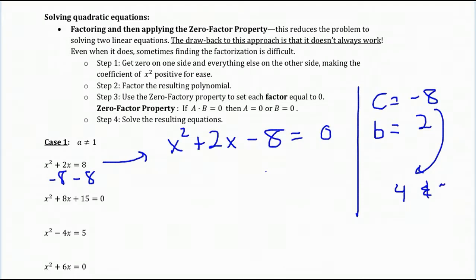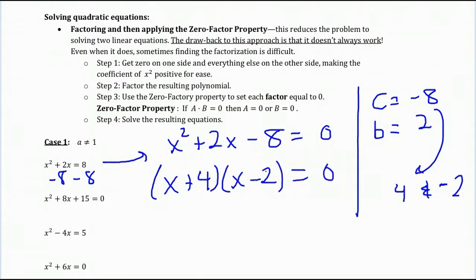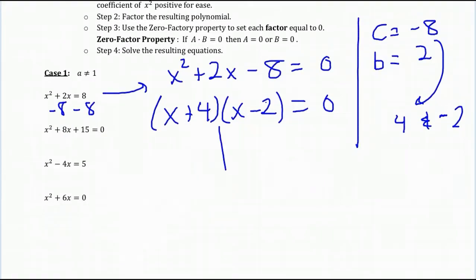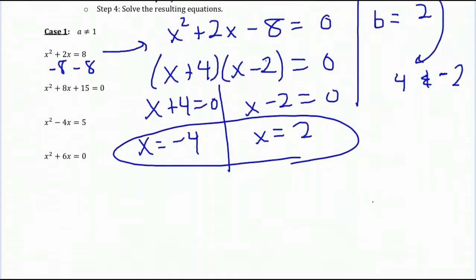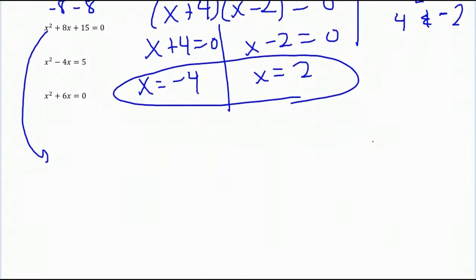Those are going to be what we use to express our polynomial x squared plus 2x minus 8 as a product of two smaller polynomials, lesser degree, as x plus 4 times x minus 2 equals 0. And then we're going to use the zero factor property. The multiplication is in between the factors x plus 4 and x minus 2. Setting each one of those equal to 0, we get that x is negative 4 and it is 2. So again, that's applying the zero factor property.